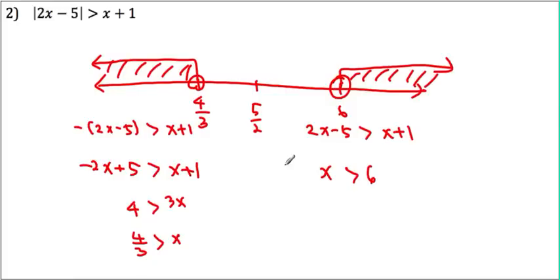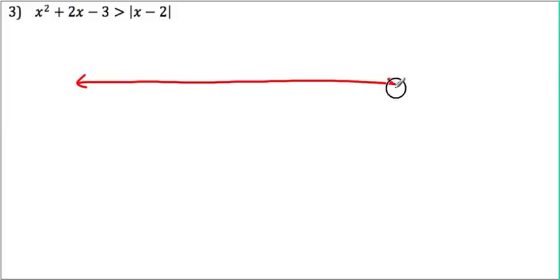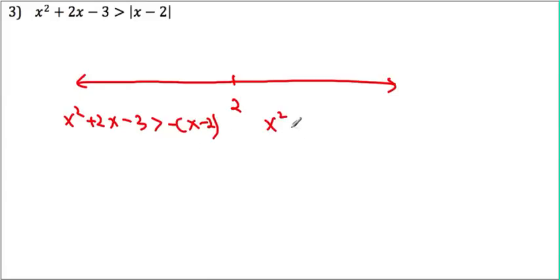second question. All right, let us look at number 3. Even though we have quadratic and then absolute value, the idea is exactly the same. Look at the absolute value, and the borderline seems to be 2. Below 2, we have x squared plus 2x minus 3 is greater than negative of (x minus 2). On the other hand, on the right side, we have x squared plus 2x minus 3 has to be greater than simply x minus 2.